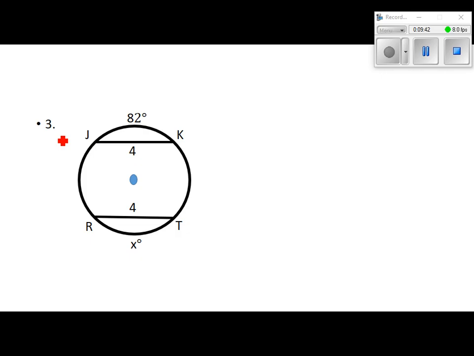Number 3, both these chords are 4. That means the arcs that they cut off, arc JK and arc RT, have to be the same. So then arc RT here has to be 82 degrees, and that's our answer.